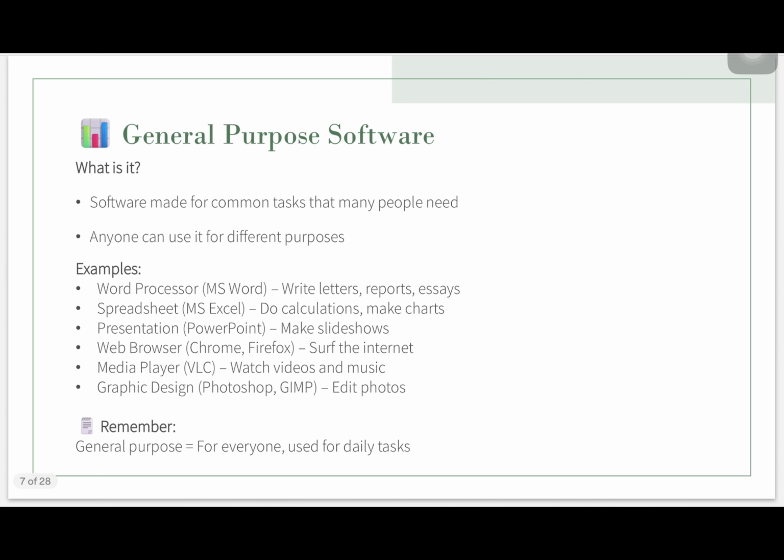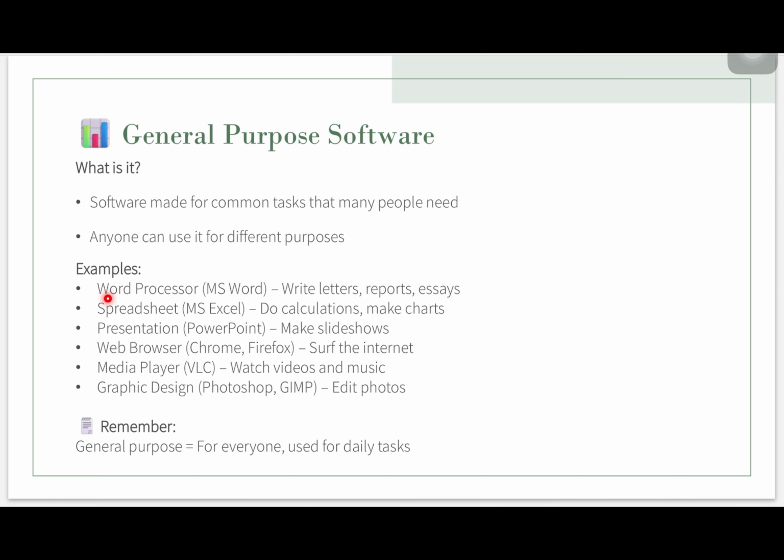And second one is general purpose software. What is it? Software made for common tasks that many people need. Not a single company or not a single person. Many people. See, everyone can use these for different purposes. Means free app, we can say, and that is not a paid app. This is a free app, but that is specifically made for someone special.